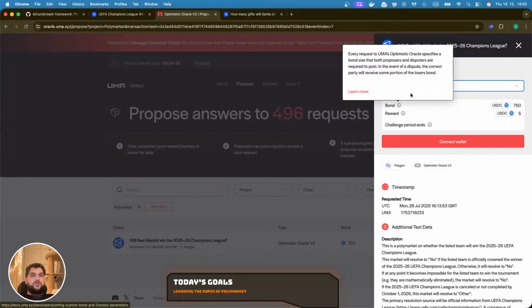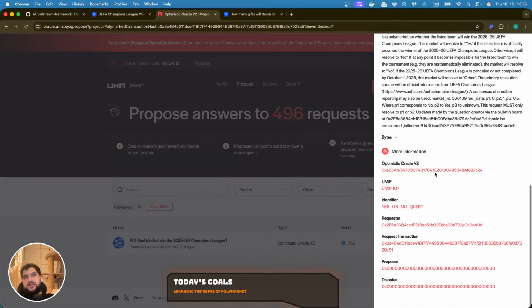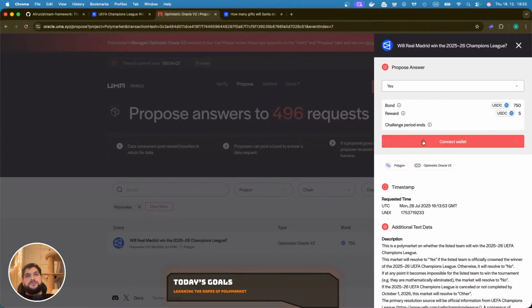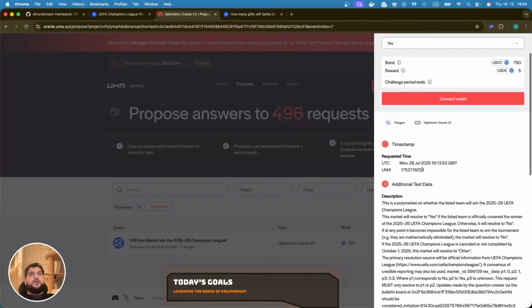In the event of a dispute, the correct party will receive some portion of the loser's bond. So this is part of how UMA works, and this is basically a game-theoretical approach, it's called optimistic voting as well. So, an optimistic oracle. It means that anyone who proposes an answer or result for the market gets accepted automatically with a timeout unless someone challenges it. So there is a challenging period which is not specified here. I don't know why.